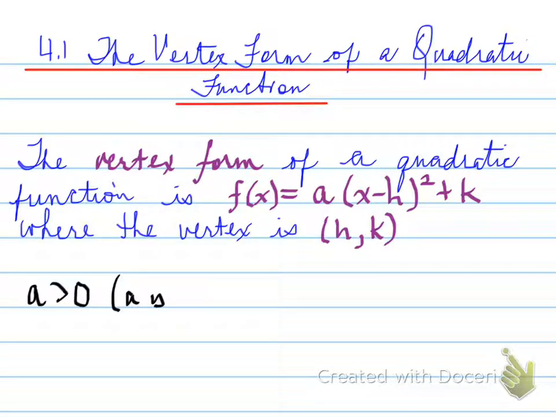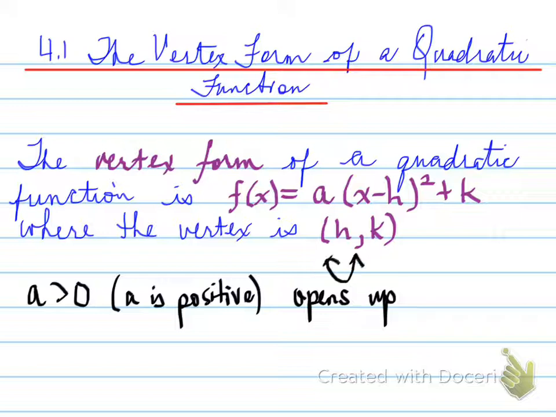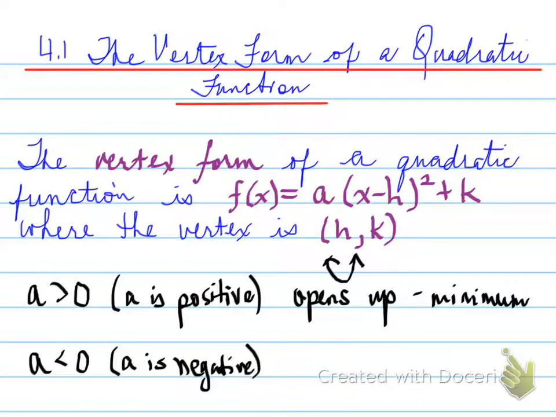If a is greater than 0, i.e. a is positive, what we're looking at is the graph opens up, looking like a U-shaped curve, and the arrows are pointing in an upwards direction. If a is less than 0, that means a is negative, the graph opens down. So that looks like an upside down U, and the arrows are pointing downwards.